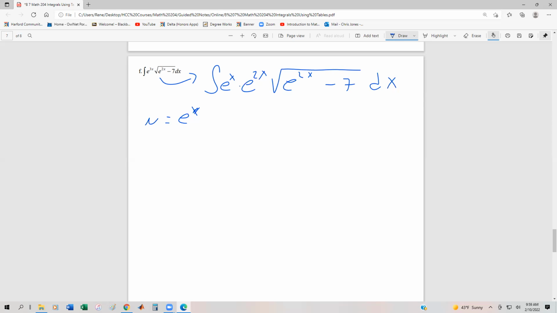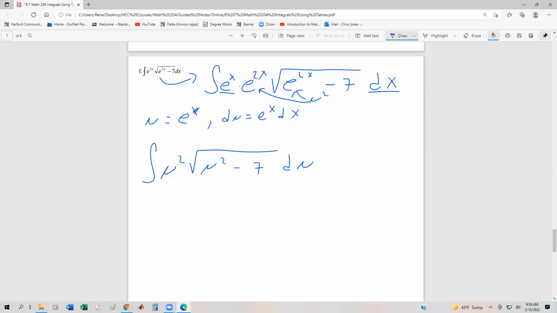So the correct substitution for this one will be u equals e to the x, and du is e to the x dx. So that takes care of this. This is going to become u squared, as is this. So now we're going to get u squared times square root of u squared minus 7 du.